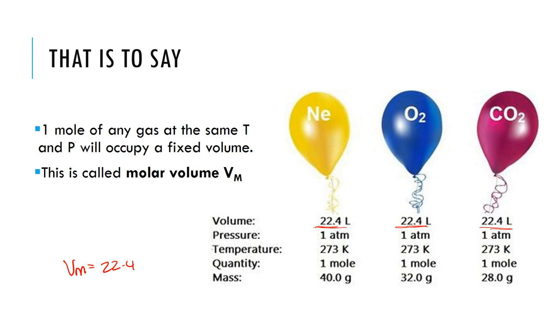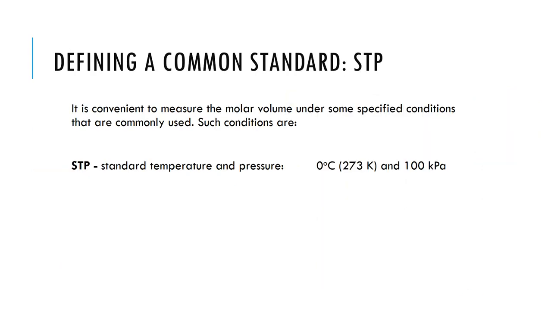And we know they'll have the same volume. If we want to know exactly what that volume is, it needs to have been measured at that temperature and pressure. Thankfully for us, that's exactly what a bunch of scientists did, and they defined a set of common parameters. They called this standard temperature and pressure. Okay, STP, standard temperature and pressure.